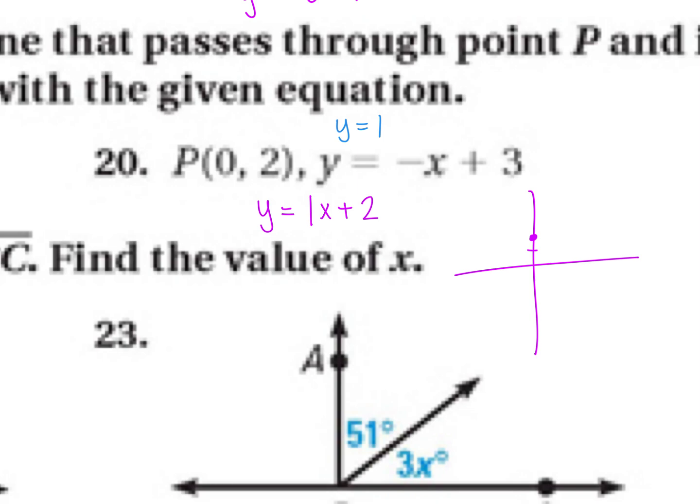Okay, this is what your answer should look like. Why? Because they already gave me the point that is my y-intercept. So that would be my answer. You don't necessarily have to put the 1 there. That would be fine if you just put y equals x plus 2.